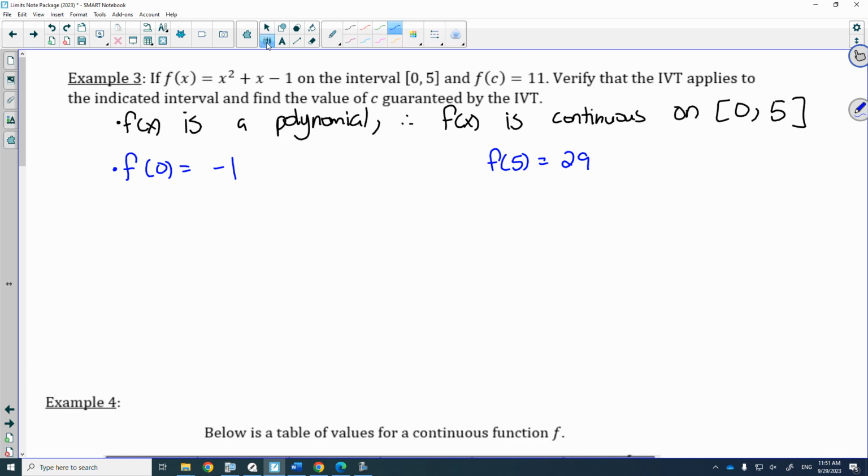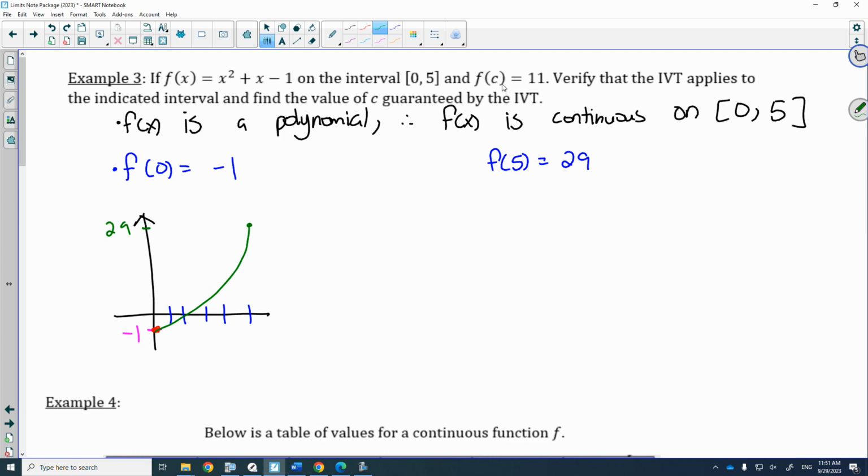So again, if you need to see what the sketch would be, f of 0 is -1, which would be right down here. F of 5, they're saying it's 29, so that would be up here. When we go from -1 to 29, somewhere on this graph we're going to have a y value of 11, and we want to calculate what is that corresponding c value, which is the x value.